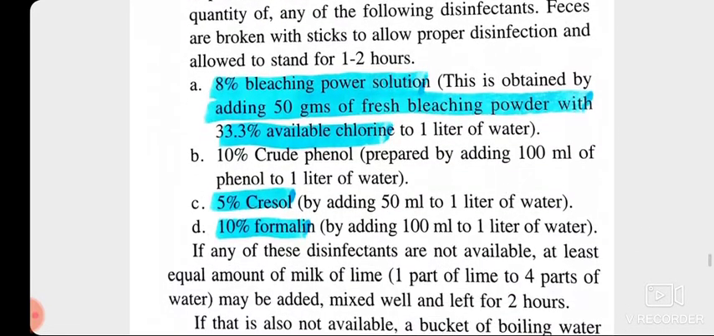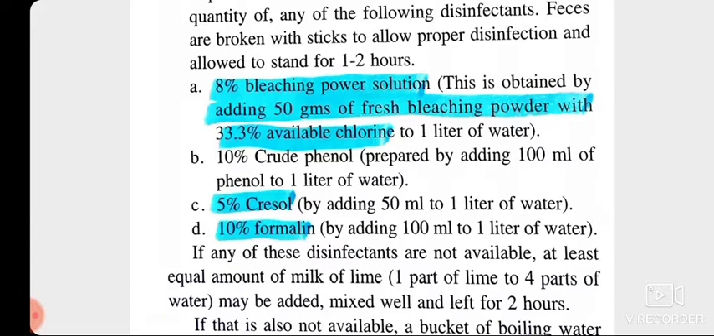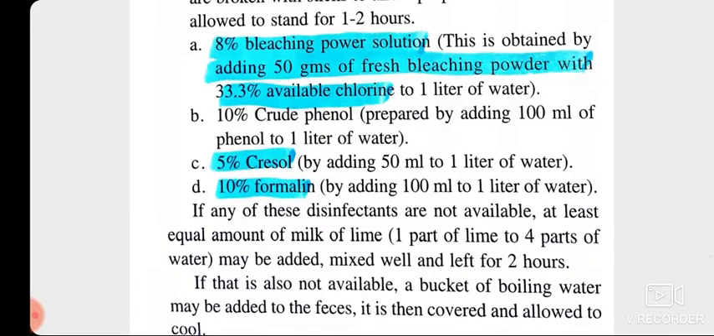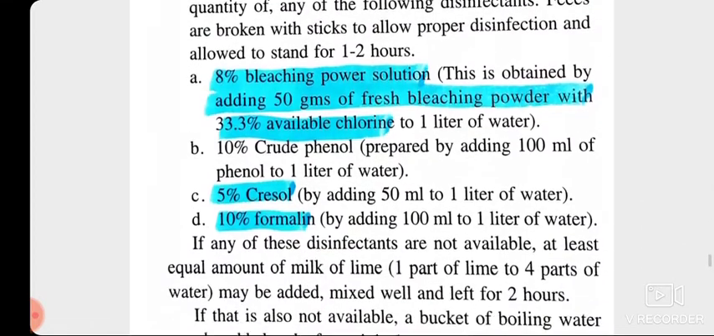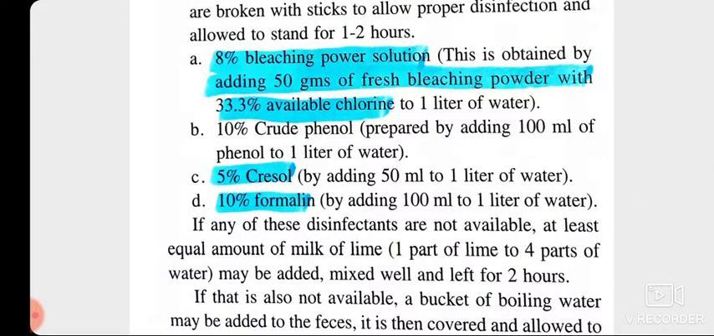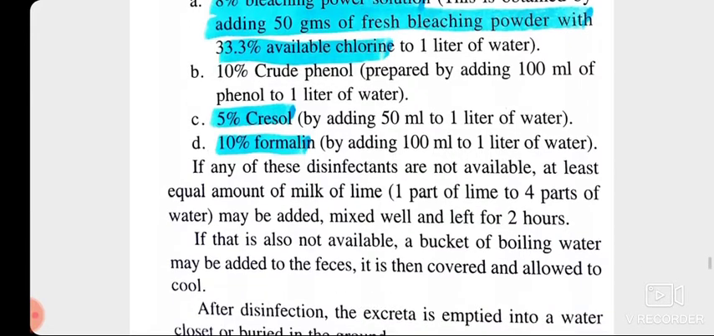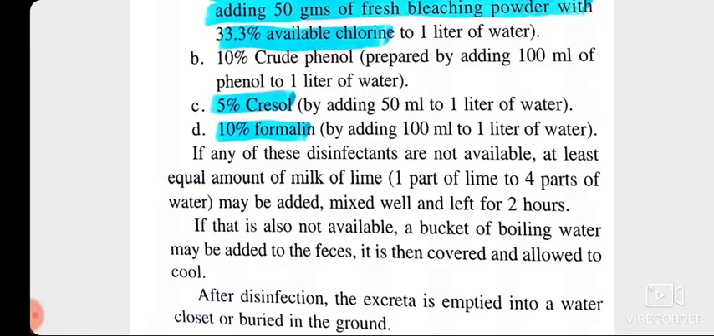The contact period for disinfection is ideally 1 to 2 hours. If we use crude phenol, it should be 10% crude phenol, prepared by adding 100 ml of phenol to 1 liter of water. 5% cresol can also be used to disinfect sputum, feces and urine, by adding 50 ml to 1 liter of water. 10% formalin, by adding 100 ml formalin to 1 liter of water, can also be used.